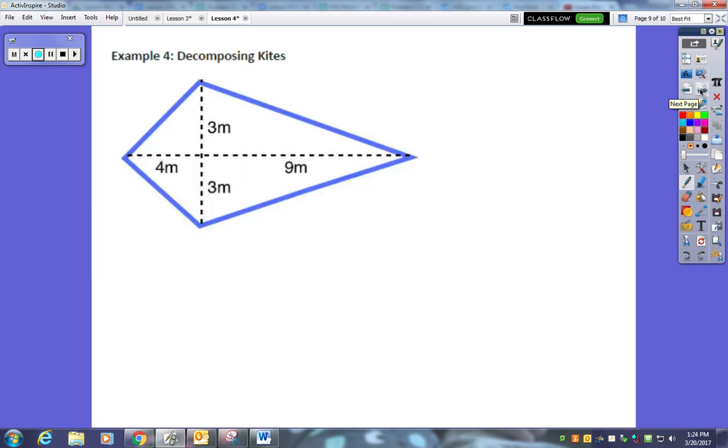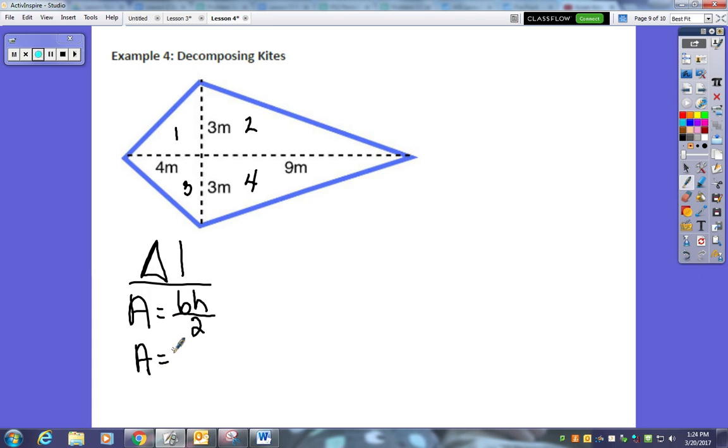For the last example, we have a kite. In this kite, you'll notice it's already been split for us into 4 triangles. Triangle 1, triangle 2, triangle 3, triangle 4. Now it's made into 4 right triangles, so we should be able to do this fairly easily. So triangle 1, area equals base times height divided by 2. Here we have a side of 3 and a side of 4. That's where the right angle is meeting them, so that's our base and our height. So 3 times 4 divided by 2 is 12 divided by 2, or 6.